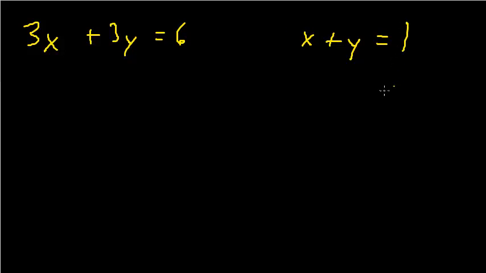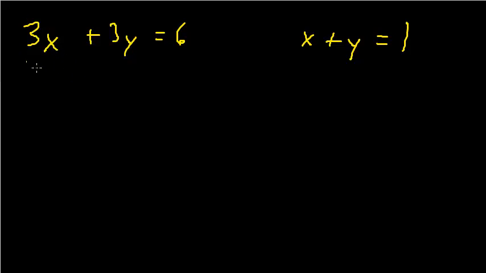Next, let's try 3x plus 3y is equal to 6, and x plus y is equal to 1. Now again, we want to use the elimination method. We already have x's on the same side, so x's and y's on the left and numbers on the right. So now we just need to pick which variable to cancel. Let's go ahead and cancel our x's, which means I need my coefficients to be opposites.